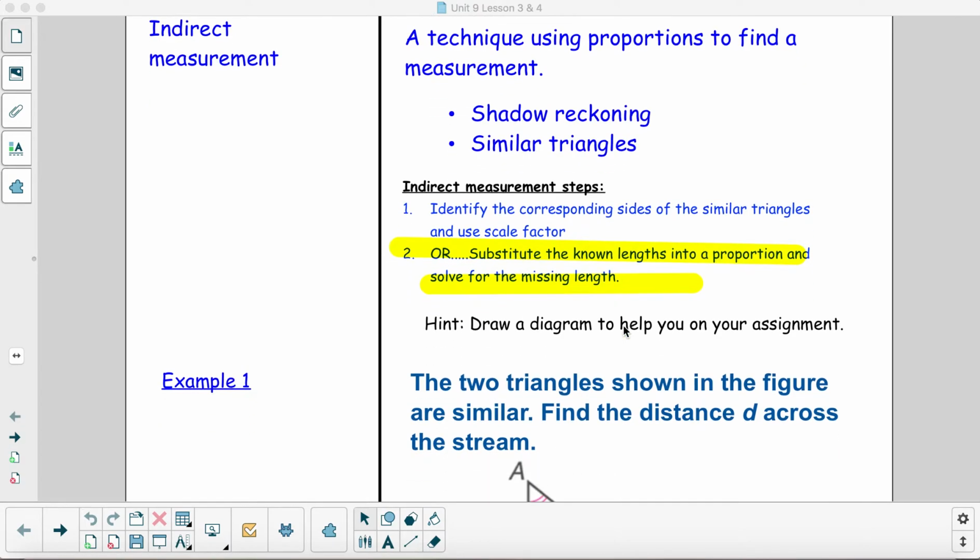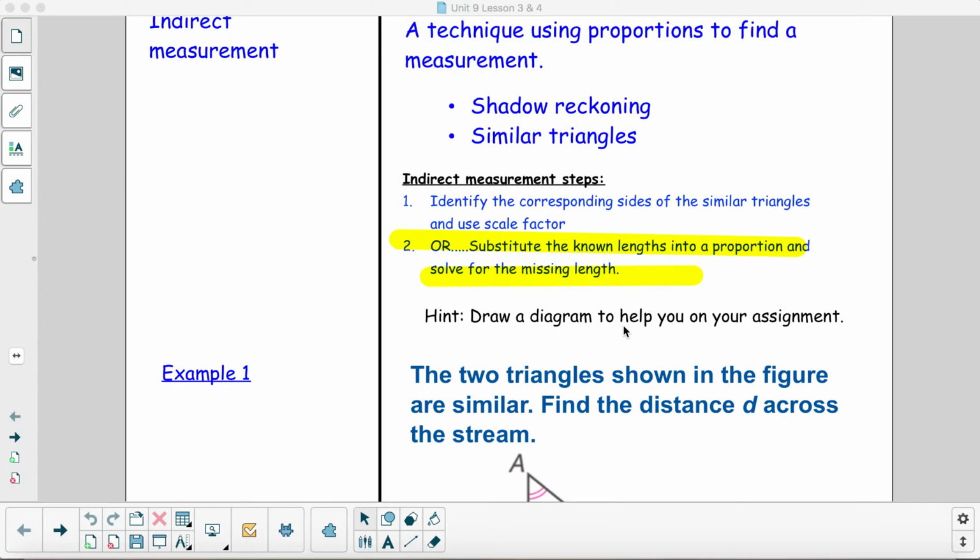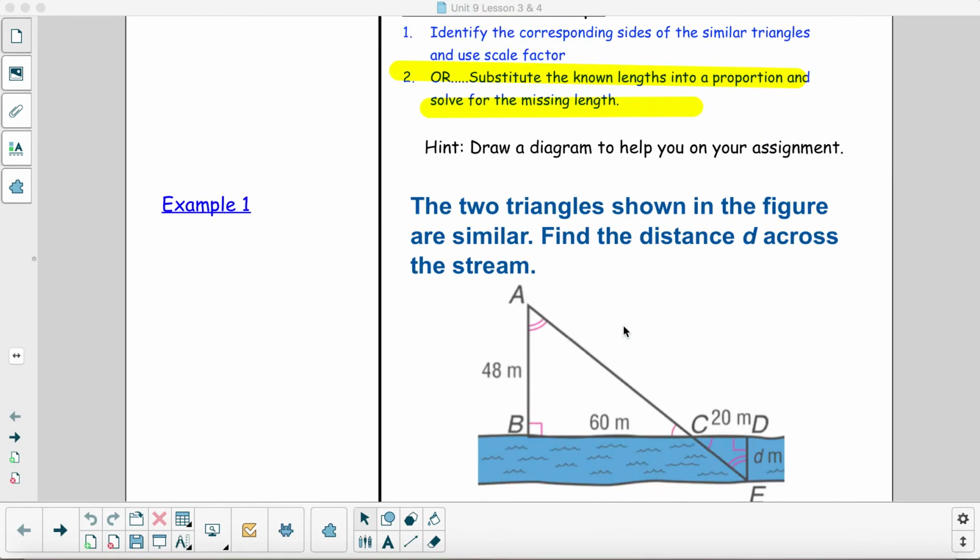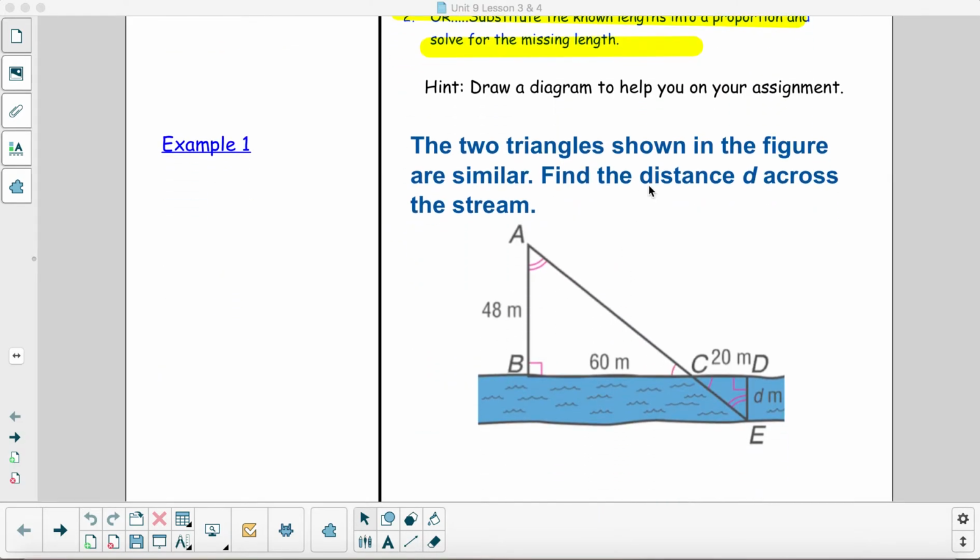And my one recommendation during your assignment, after you are done watching the video, is to draw a diagram to help you. All right, so our first example shows the two triangles in this figure are similar. Find the distance D across the stream, and you'll notice that this smaller one is rotated upside down. So we need to look and see if we can figure out what the matching sides are.